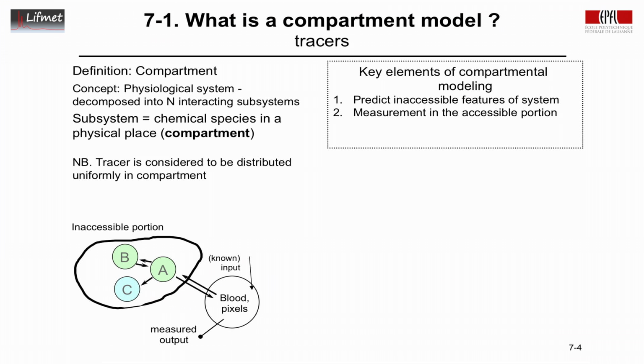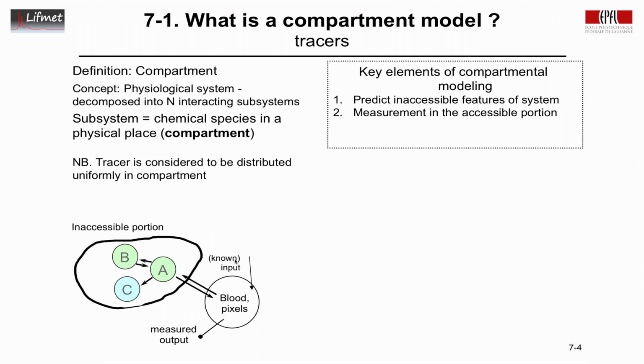And what do we have access to? Well, we typically have access to the blood vessels, so we can take blood samples. And typically, in imaging, we have access to the measurements that are being done with the imaging technique, that is, to the value of the pixels. So those are our accessible features of the system. From the measurement in the blood and from the pixels, this is our output, and we'd like to say something about what's going on inside our cells.